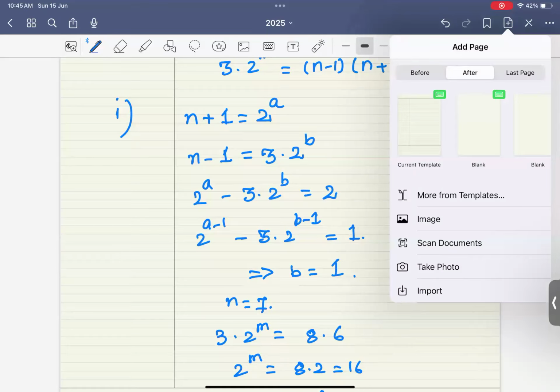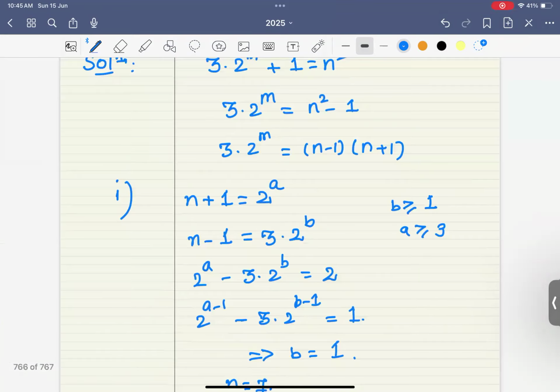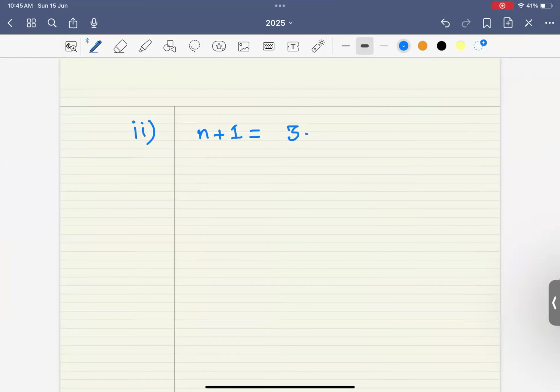Now we'll take the other case, in which we are simply going to say that n plus 1 is equal to 3 times 2 to the power a, and n minus 1 is equal to something like 2 to the power b. And since both these numbers are even, as we had argued, n plus 1 and n minus 1 must both be even. So it tells you that both a and b are at least 1.